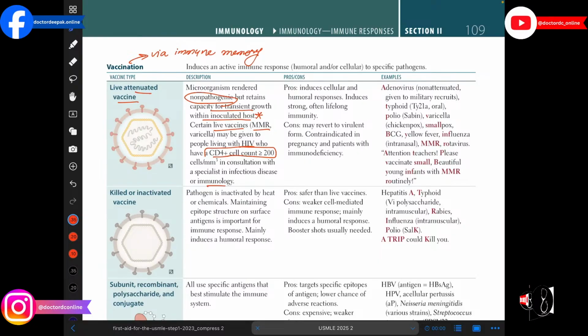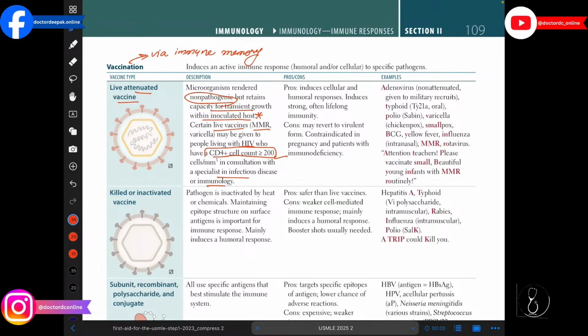Basically, we are not giving the live attenuated vaccine to immunocompromised patients like those with HIV or AIDS because they have some risk of infection. But if an HIV patient has a CD4 cell count greater than 200, then we can give the live attenuated vaccine, under the supervision of a specialist in the infectious disease department.